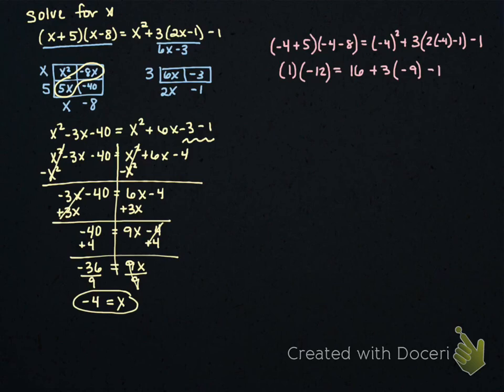Minus 1. Okay. 1 times negative 12 is negative 12. This equals 16. 3 times negative 9 will give us negative 27. Minus 1. So we have negative 12 equals 16 minus 27 will give us negative 11 minus 1, which will give us negative 12. So since negative 12 equals negative 12, that means that negative 4 is our correct answer, and we have successfully solved for x.